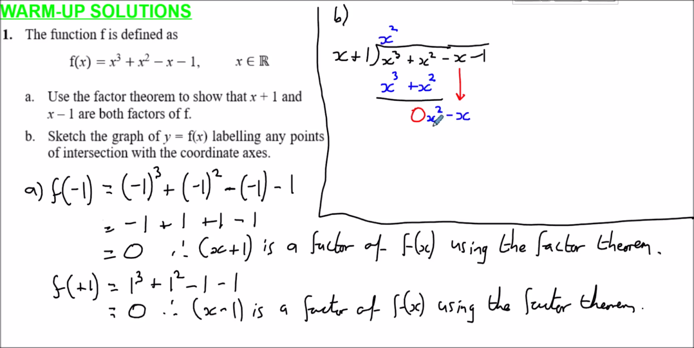Next, what we do is we repeat the process. We need to divide the leading term here by the highest power of x in this divisor. So we're going to divide this x squared term here by x. 0x squared divided by x, that's just going to give us 0. Next, we multiply what we get by this divisor. So 0 multiplied by x plus 1, well, that just gives us a big fat 0.